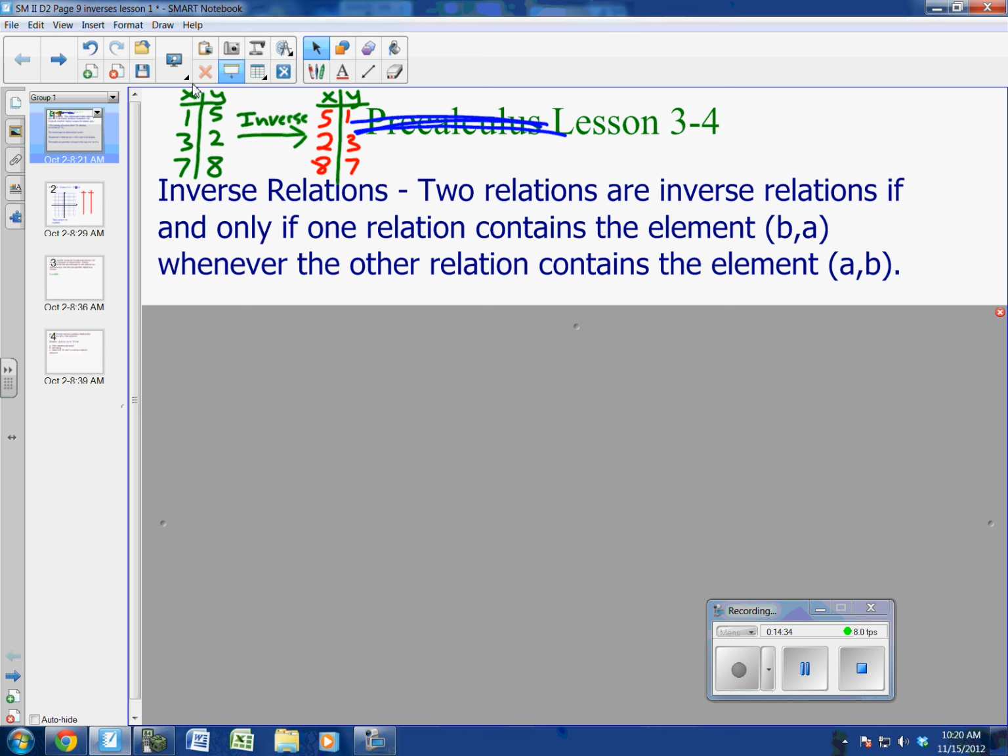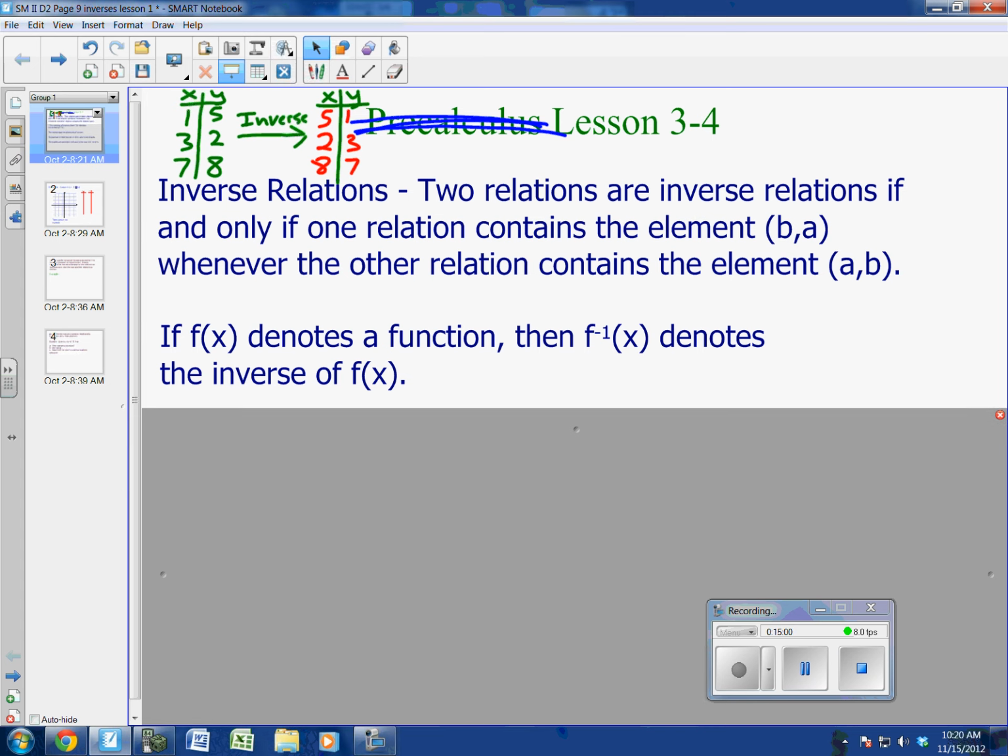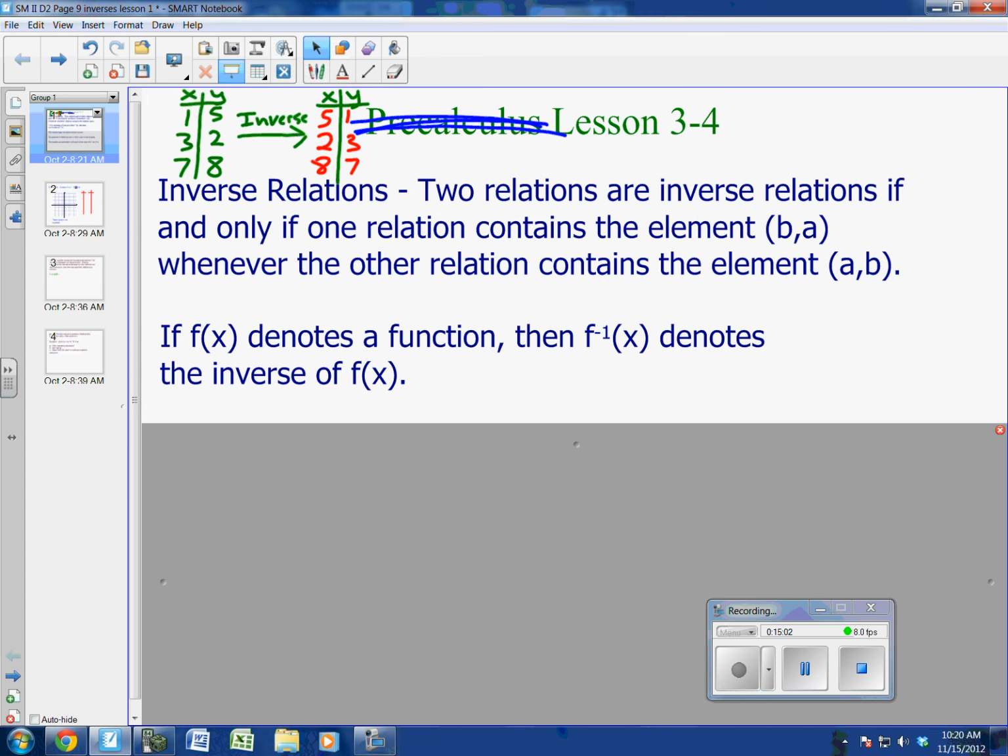Could you guys all tell your shoulder partner? If I asked you to, would you be able to tell your shoulder partner what an inverse is? Yes, sir. Okay. I want the person on the left to tell the person on the right what an inverse is. Go. All right. Okay, now look up here.